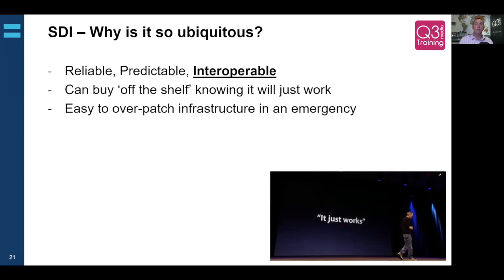It's very easy to overpatch infrastructure. So if something goes wrong and you need to take a piece of equipment out or replace it with something else, it's very quick and easy to do that because it's just plugging in wires. It's secure. Hackers can't exploit SDI connections. It is just a voltage going down a wire in a one-way sense.